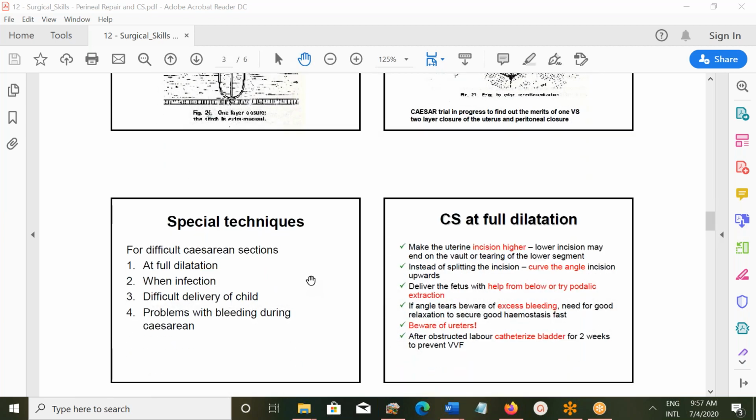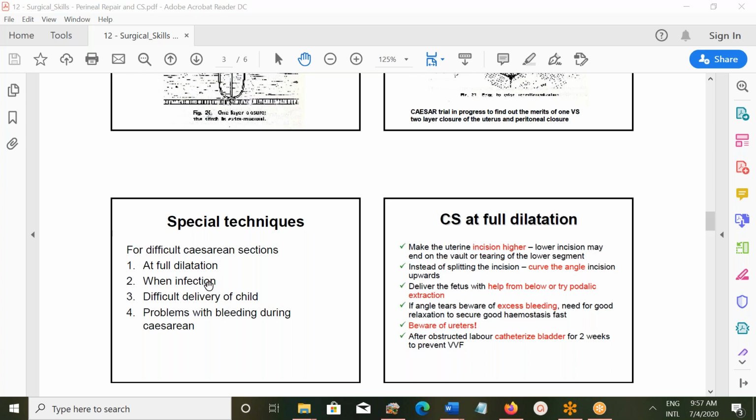Now the challenges of performing the cesarean section, you can see them under certain circumstances. What are considered difficult cesarean sections? When you are doing a cesarean section at full dilatation, which means second stage cesarean section. When there is infection, in cases of chorioamnionitis, because the tissue is going to be very soft and friable. So when you take the suture, she is going to bleed.